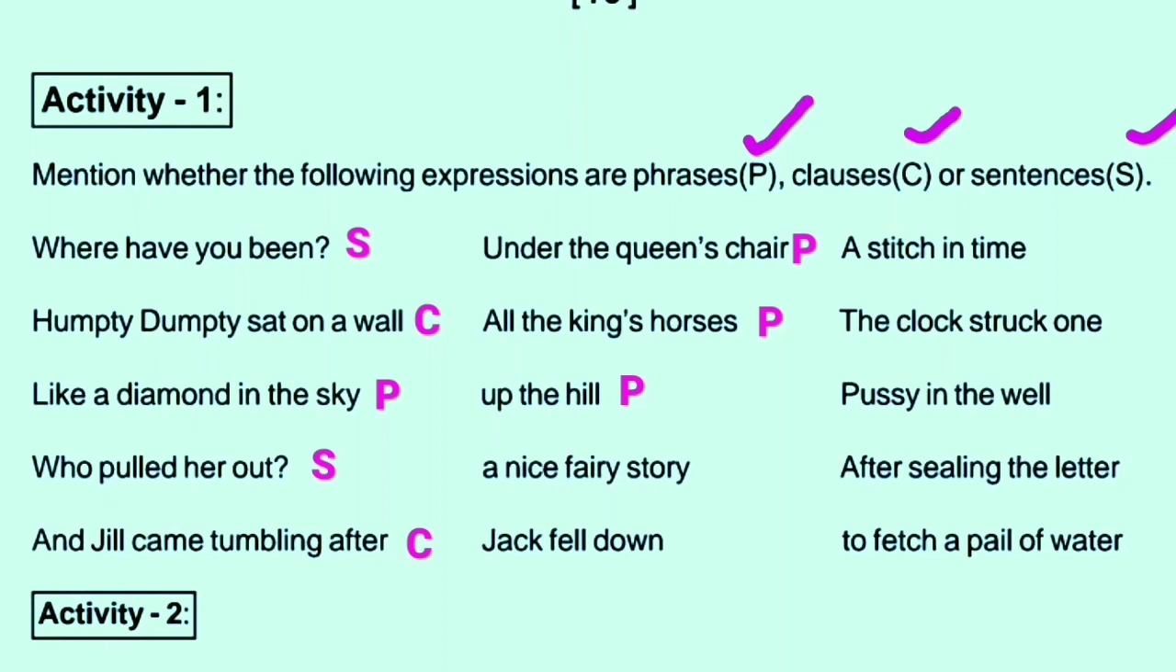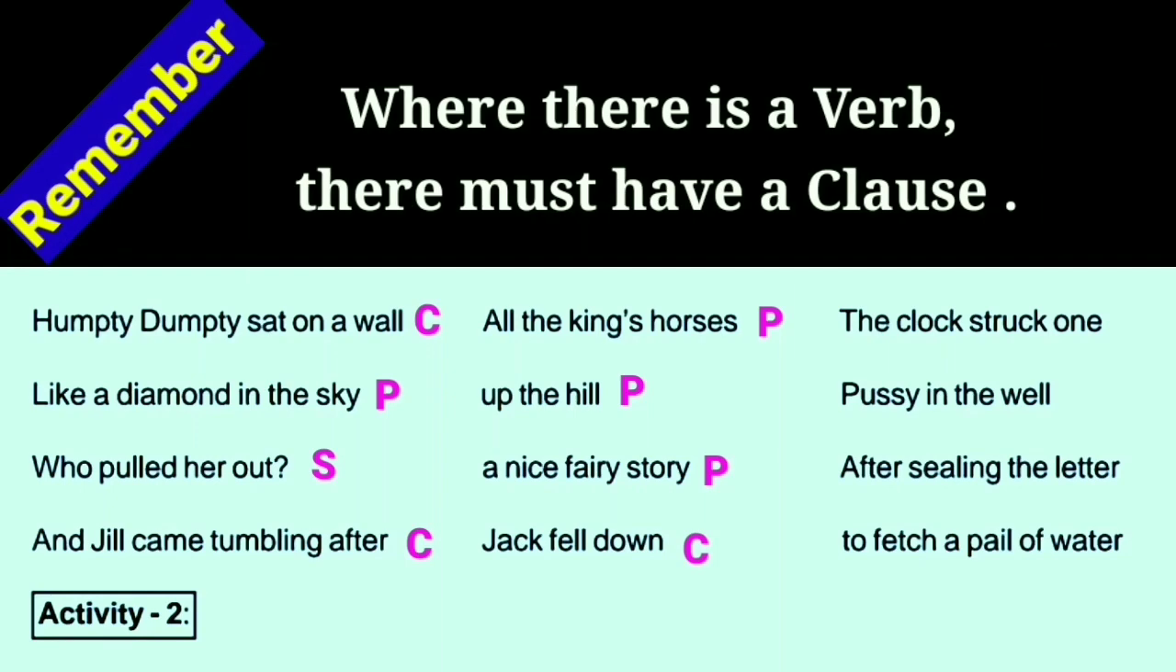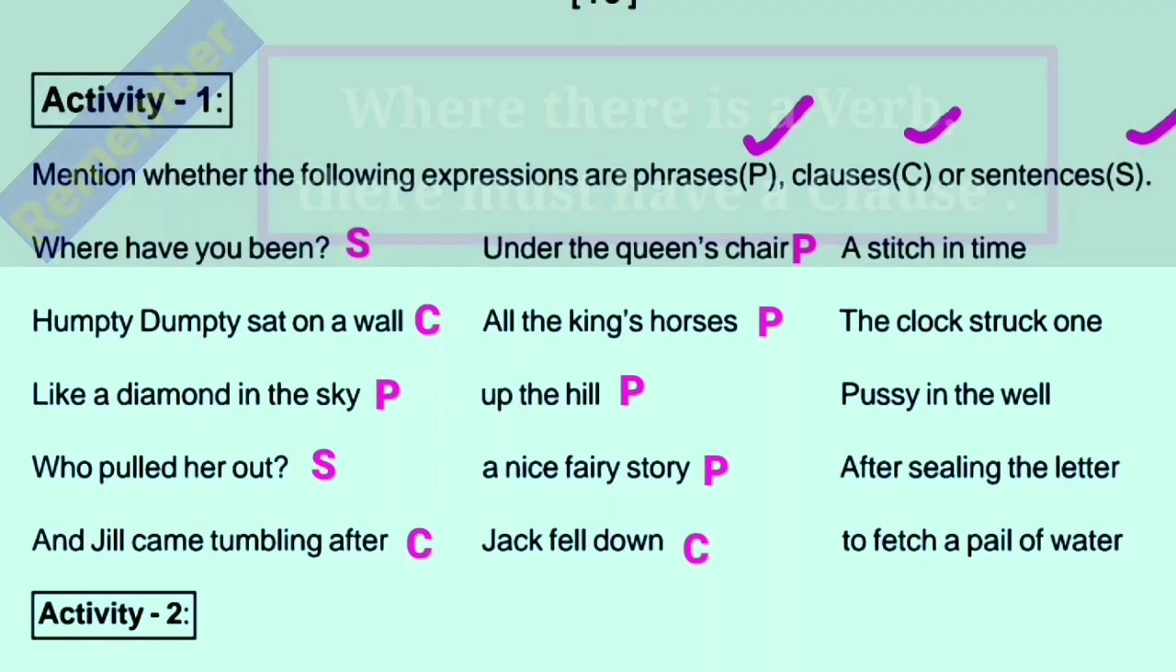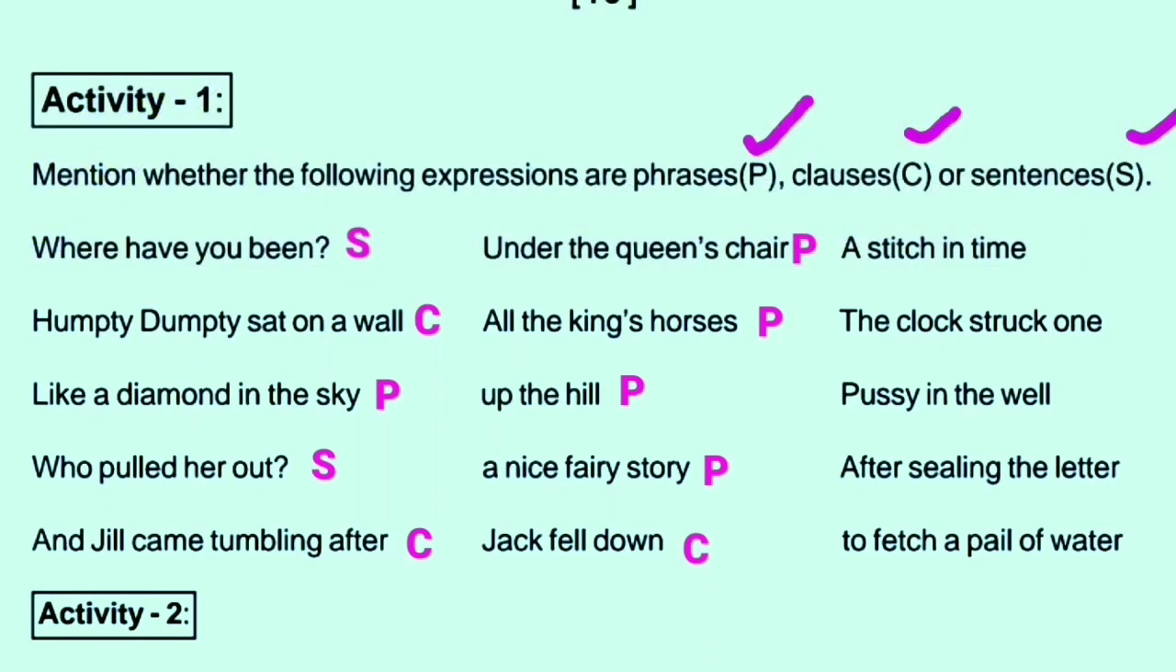Group of words. Phrase. Jack fell down. Part of a sentence having subject and verb. Clause. Where there is a verb, there is a clause. Stitch in time. Phrase. The clock struck one. A combination of words having subject and verb. Clause. Pussy in the well.